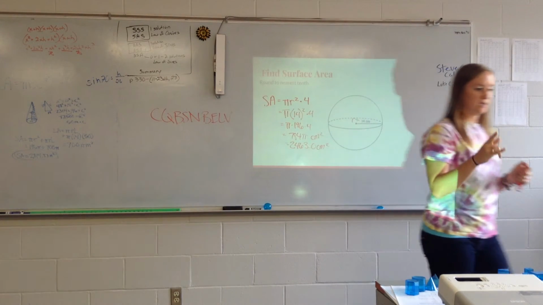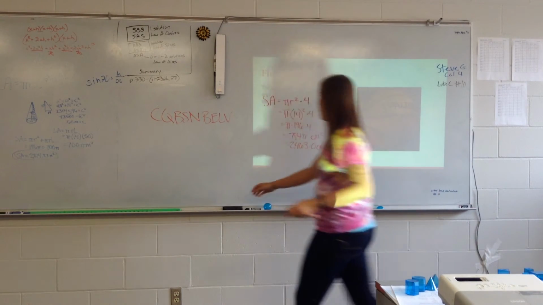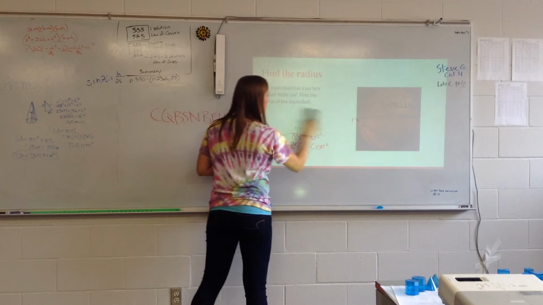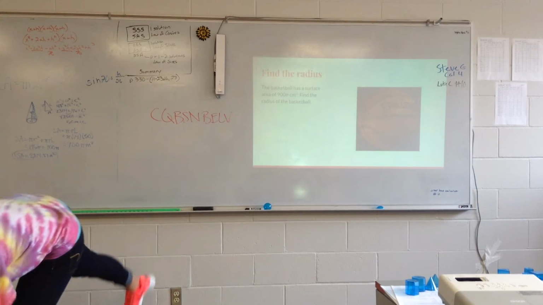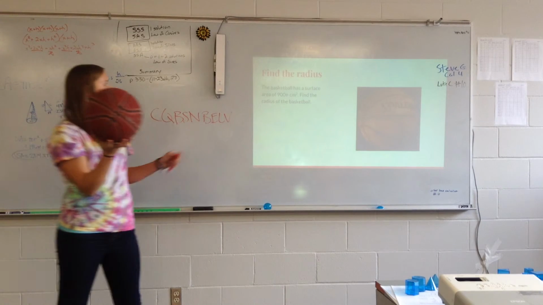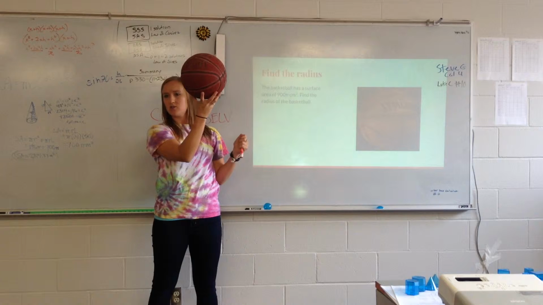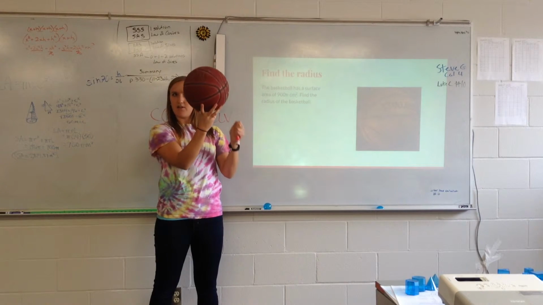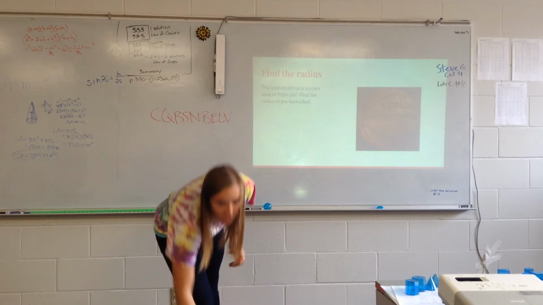Now I'm gonna let you guys do a trickier one. You're given the surface area, and you have to find the radius. So we have our basketball, and the surface area of this whole thing is 900 pi centimeters squared. We need to find the radius of this basketball. So you guys are going to do this on your own.